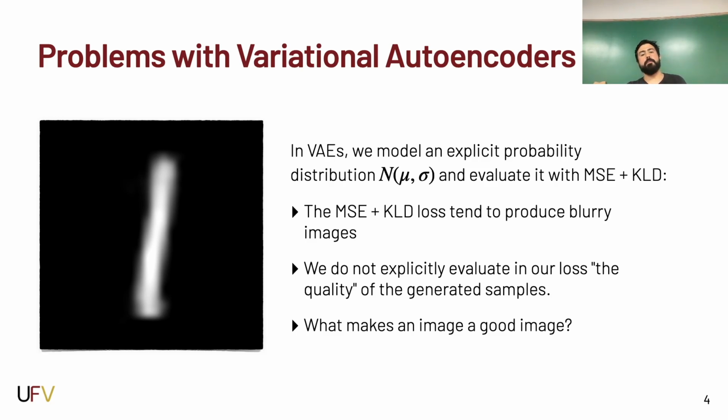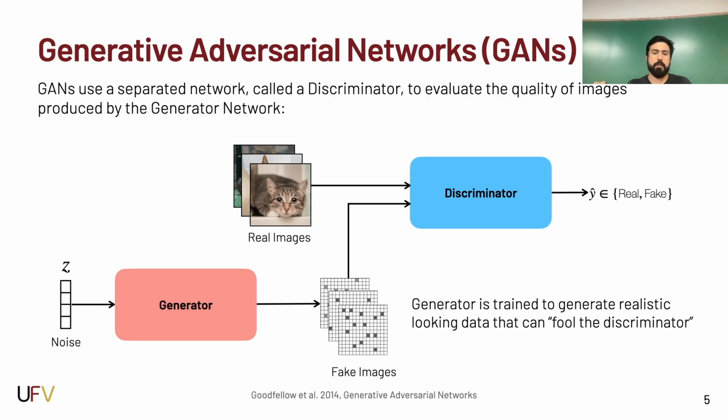But there is a solution to that, and that's the intuition behind GANs. They're going to try to explicitly evaluate the quality of the produced output. And how do they do that? Here's a diagram of a GAN.